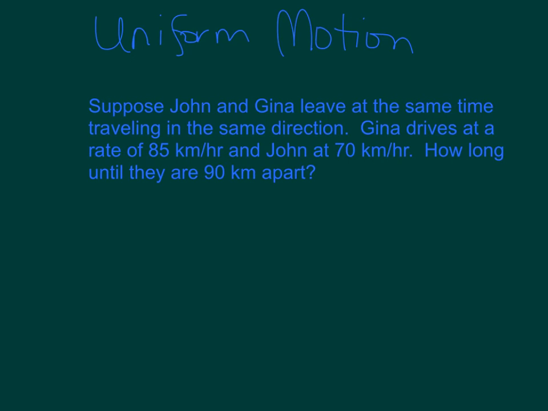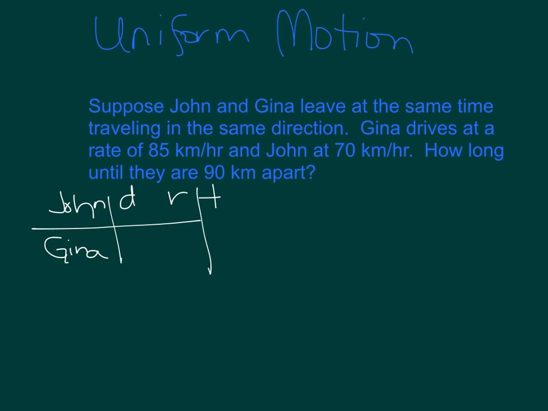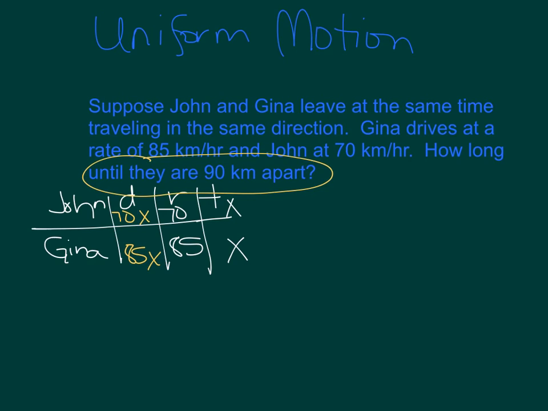Okay, so our chart would have John and Gina. And we know we need a column for distance, rate, and time. John is traveling at 70 miles per hour, and Gina is traveling at 85. They leave at the same time, so I know my x is going to be my time. And then, of course, what do we do with those two columns? We multiply them. So we get 70x, we get 85x. And it says how long until they are 90 kilometers apart.